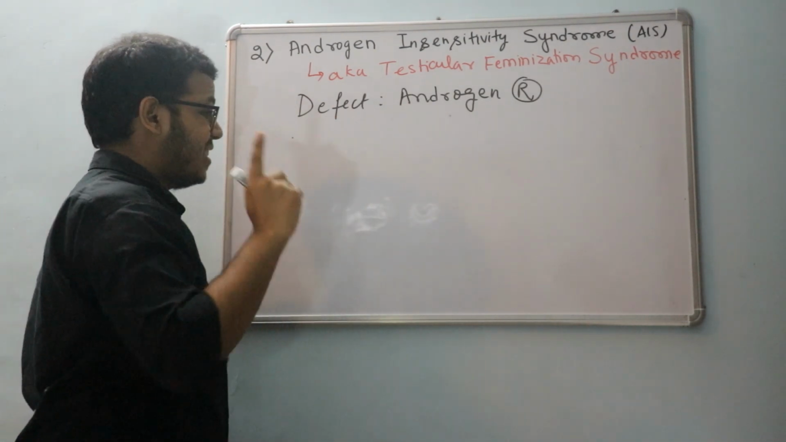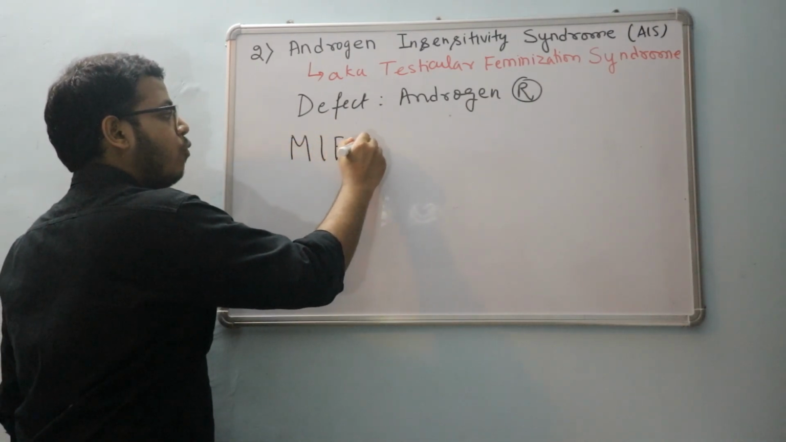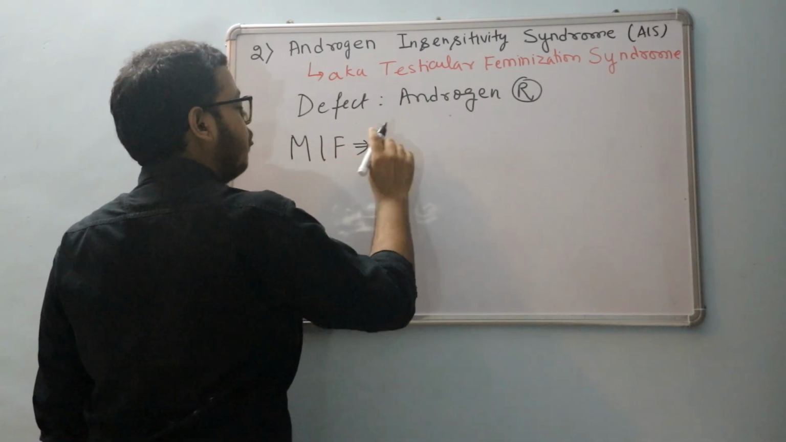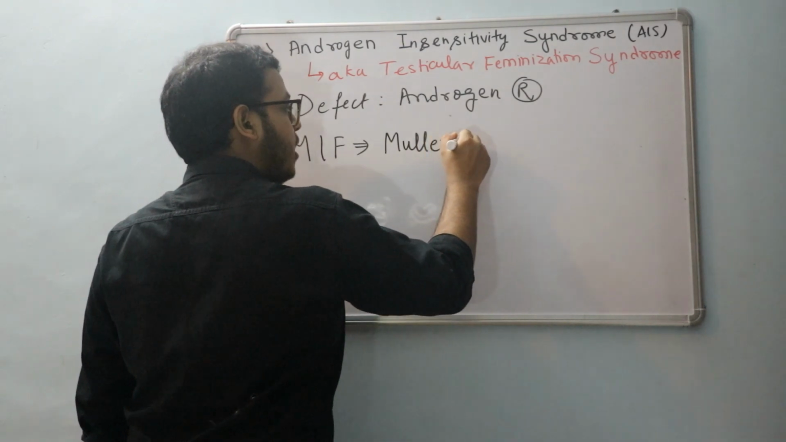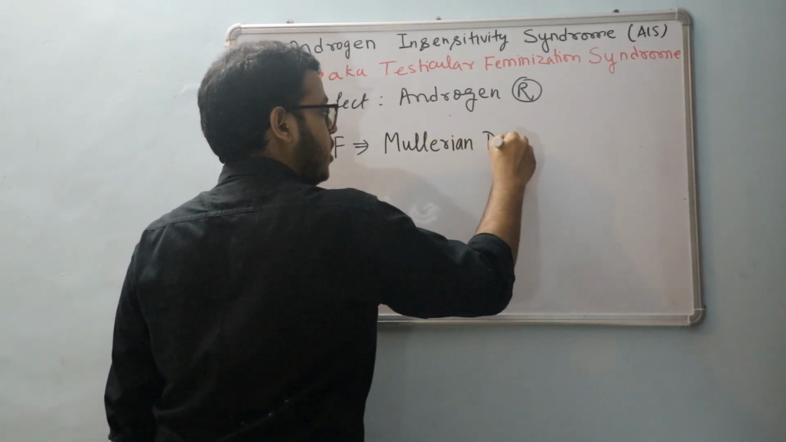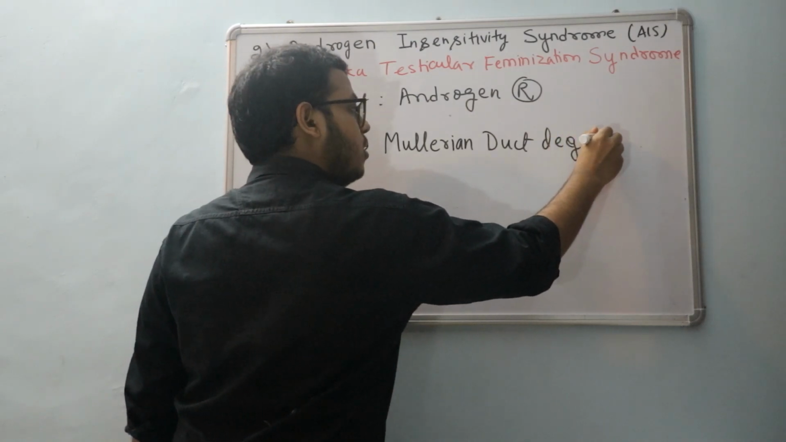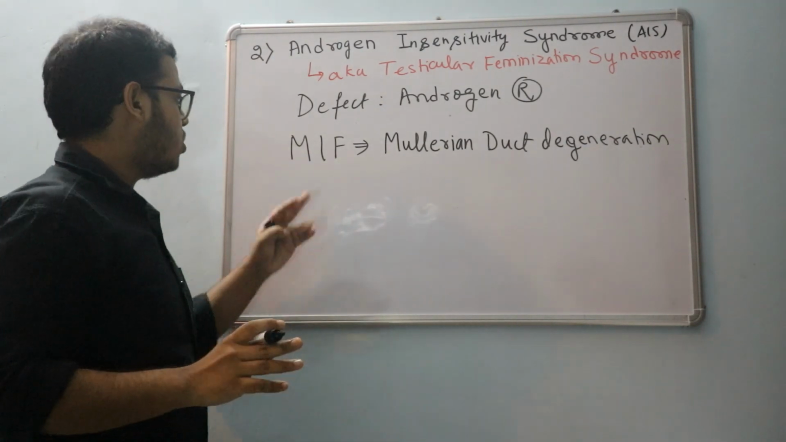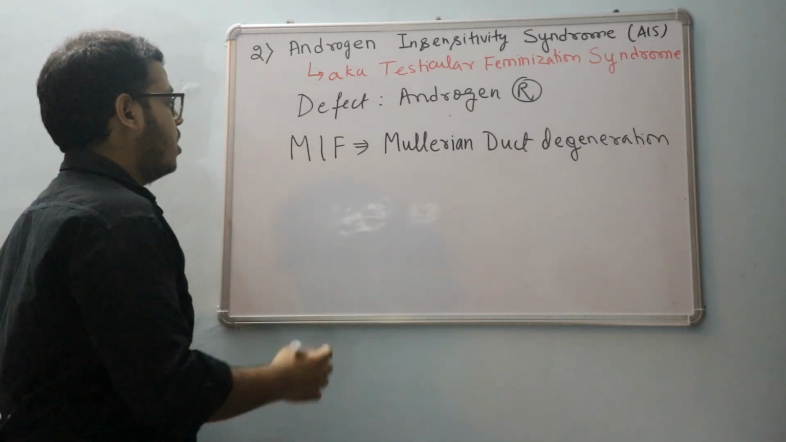Now, because the testis is normal, MIF will be produced. So what will MIF do? MIF will act on the Mullerian duct and lead to Mullerian duct degeneration. Okay? So the Mullerian duct is gone. That means the internal genitalia cannot be female because AMH or MIF is present. The testis is normal, so this will be present.